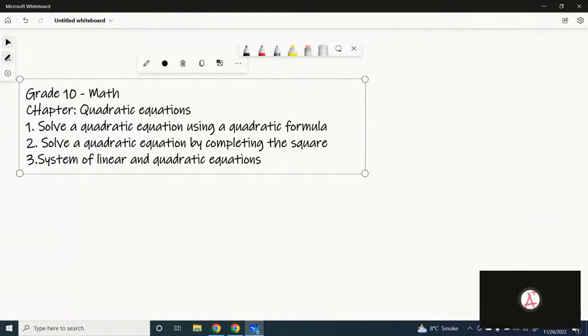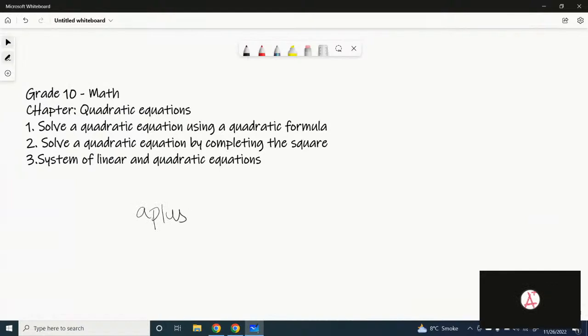So we're going to start with grade 10 maths. You can find all the lessons on aplusstudents.com. You have to log in there using your email address and password as provided by the administrator. Then you have to select math from the subject tab. Scroll down to grade 10 maths. Click on view all lessons and find the chapter quadratic equations.